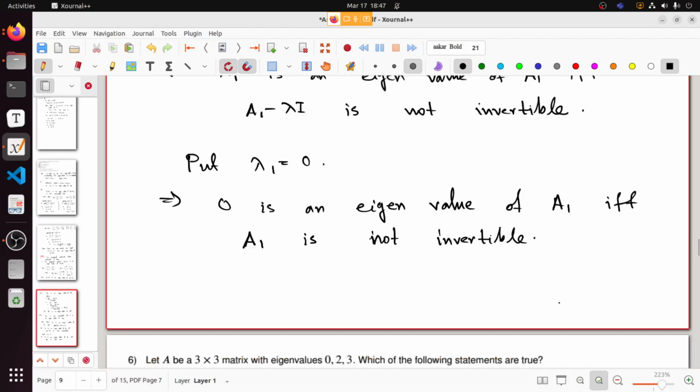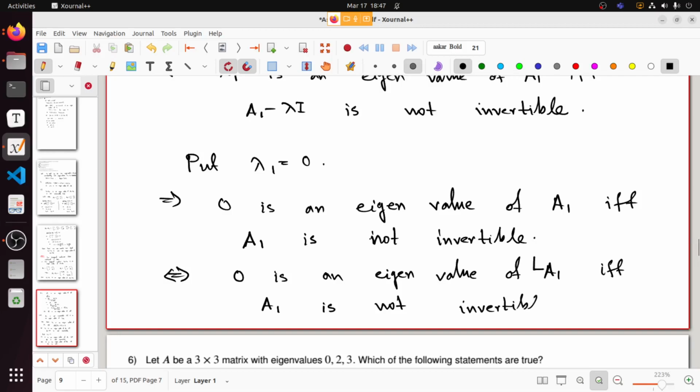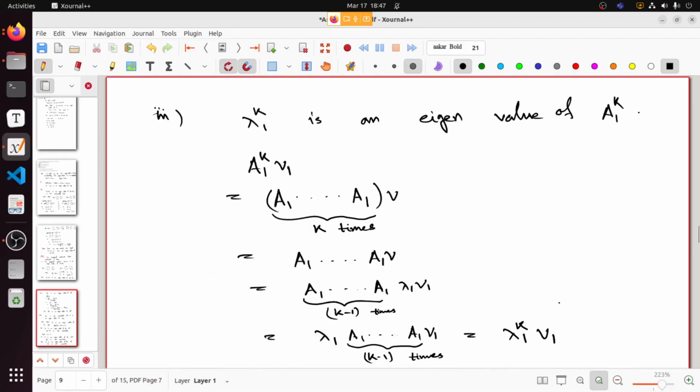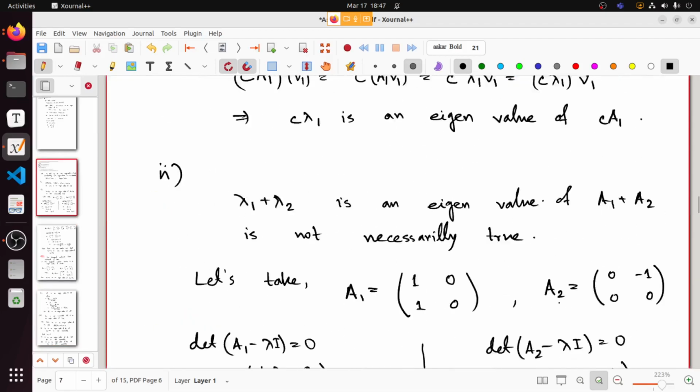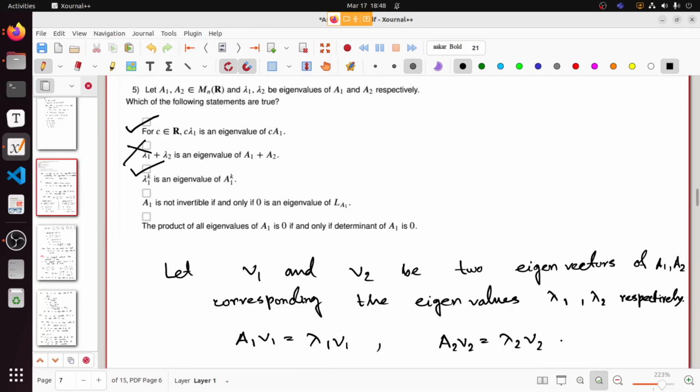So if A1 is not invertible, the corresponding linear transformation is not invertible, which implies 0 is an eigenvalue of A1 if and only if A1 is not invertible, right? So option number 4 is also correct. A1 is not invertible if and only if 0 is an eigenvalue of the linear transformation. Now, this is done.